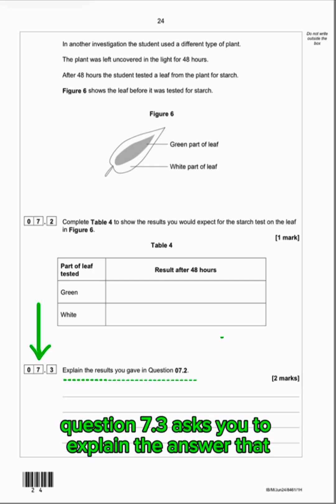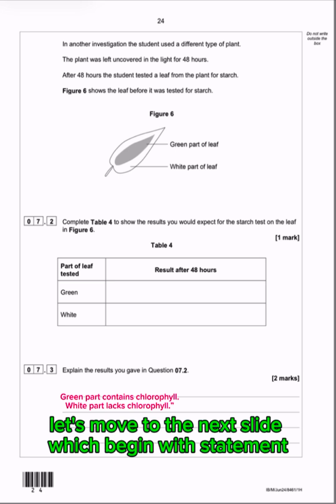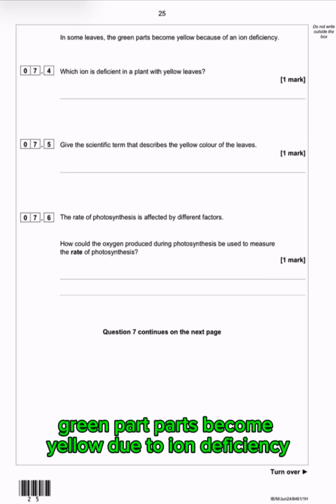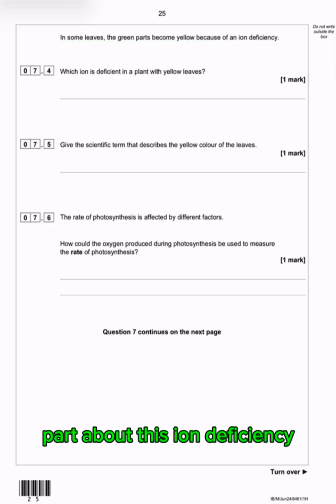Question 7.3 asks you to explain the answer. Why is this the answer? Green part contains chlorophyll. White part lacks chlorophyll. Let's move to the next slide, which begins with the statement that some leaves' green parts become yellow due to ion deficiency. Let's answer question 7.4 about this ion deficiency, and the answer is magnesium.